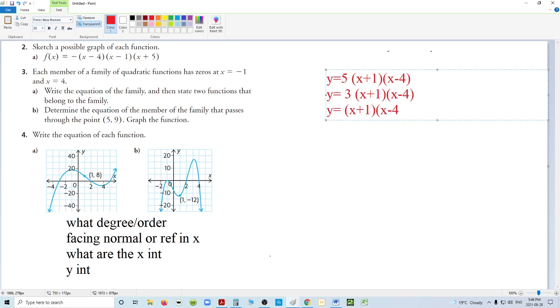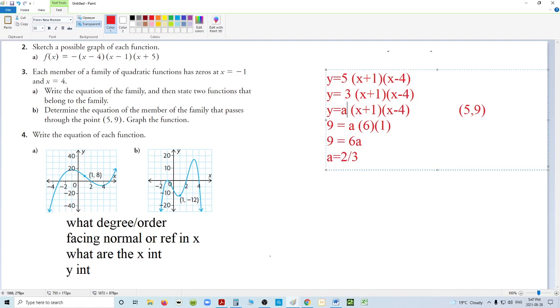But in the last one, they ask you to make one of these go through the point (5, 9). And that's when you put an a in here. You want to keep these x-intercepts, and you simply replace your y with 9. You leave your a, and you replace your x with 5. 5 plus 1 is 6, and 5 minus 4 is 1. And you discover 9 is equal to 6a, which means your a is equal to 2/3.